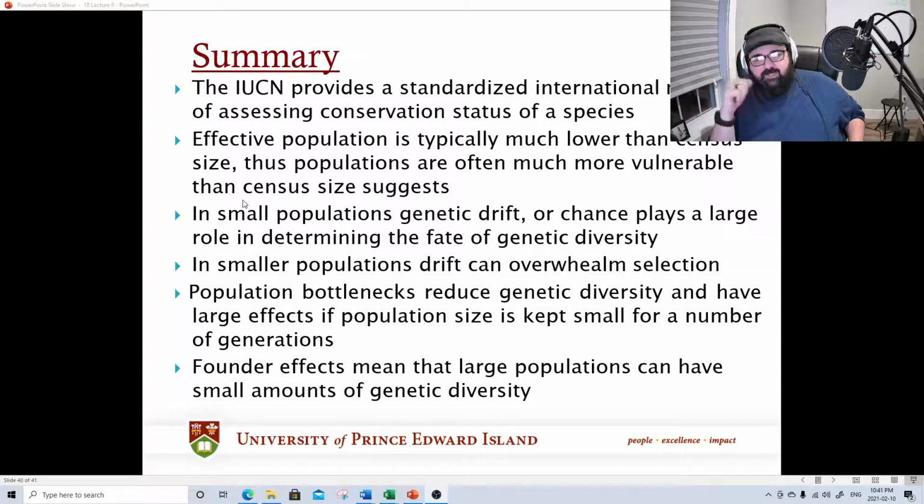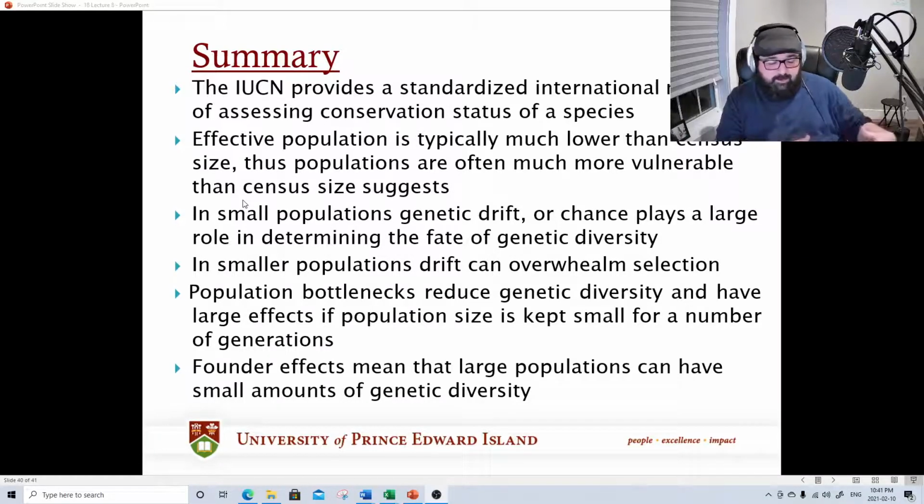In small populations, I need you to know that genetic drift is really important, unlike in large populations where it has a small effect. I also need you to know that in smaller populations, genetic drift can overwhelm selection. It can make selection not work. And then you need to know how population bottlenecks work and the effects of population bottlenecks, and that founder effects are exactly like population bottlenecks.